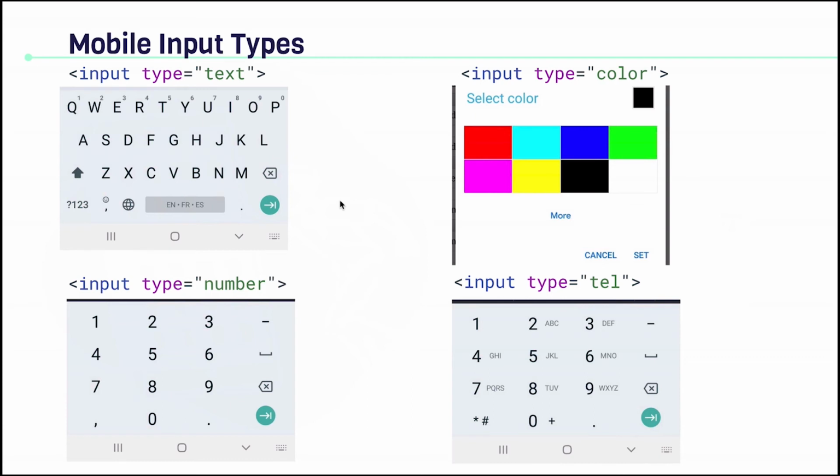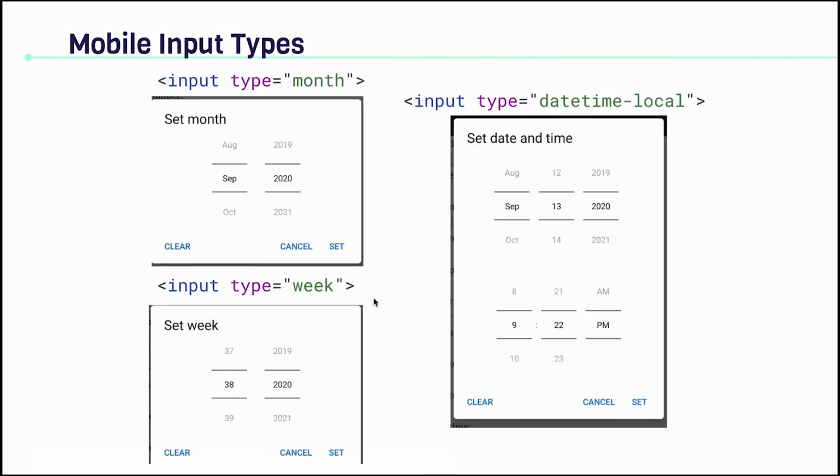Here we have text, number, color, and telephone keyboards. On this slide, we have month selection, week, and datetime local. So make sure that you're using the appropriate input type depending on what you need from your users.